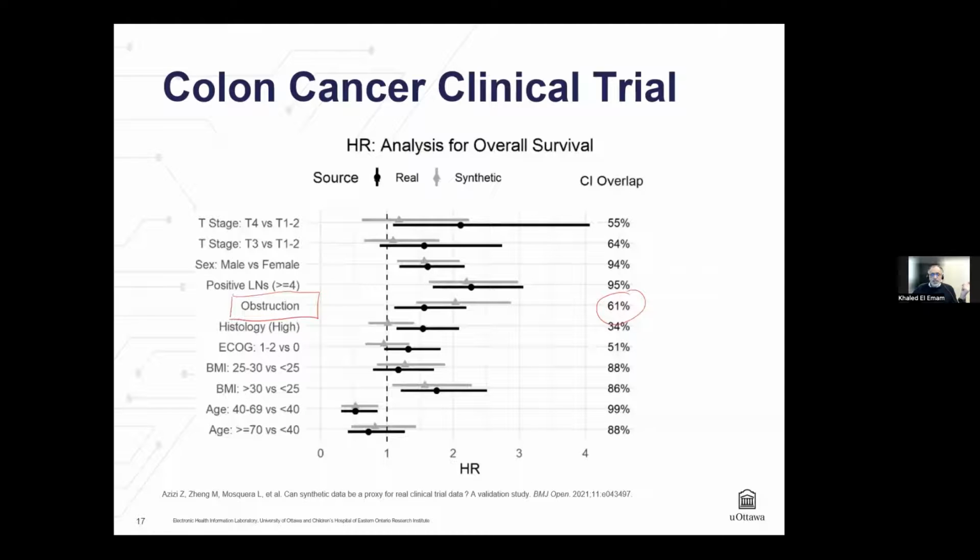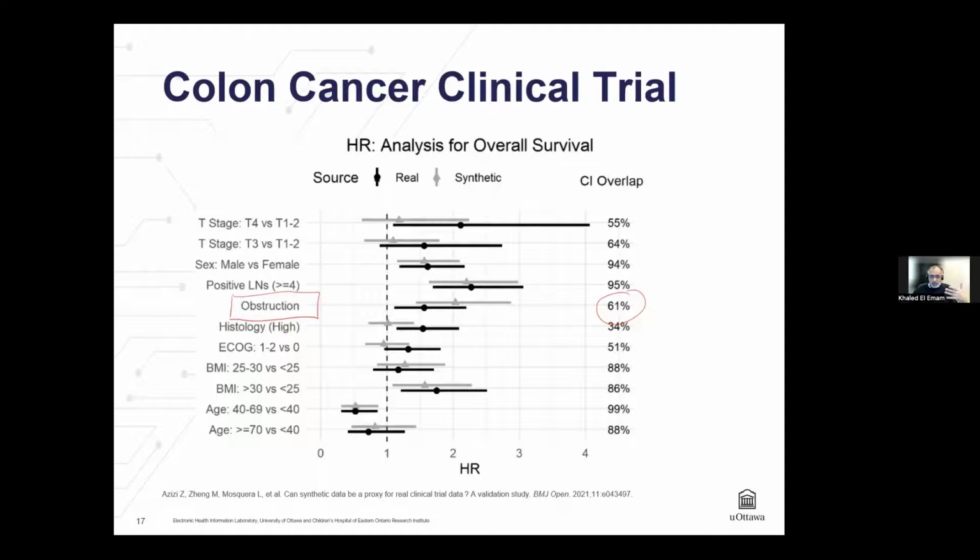which is considered to be reasonably good. The challenge with these studies, and this is what most people do, is that they do a single analysis. They generate one synthetic data set, do the analysis, draw conclusions from that, and then compare the analysis on the one synthetic data set with the real data set.